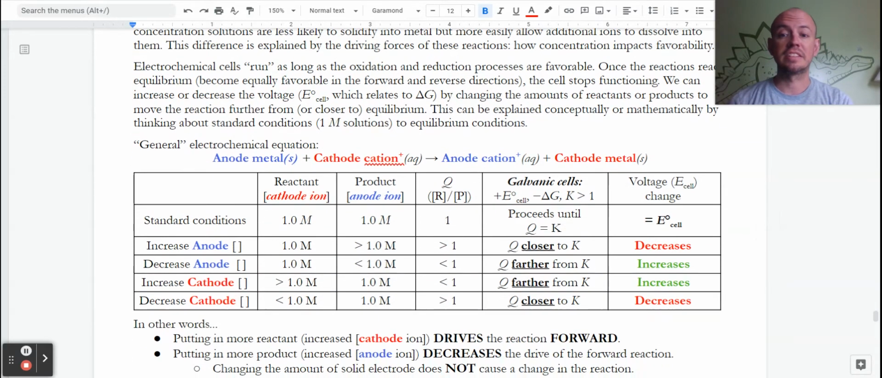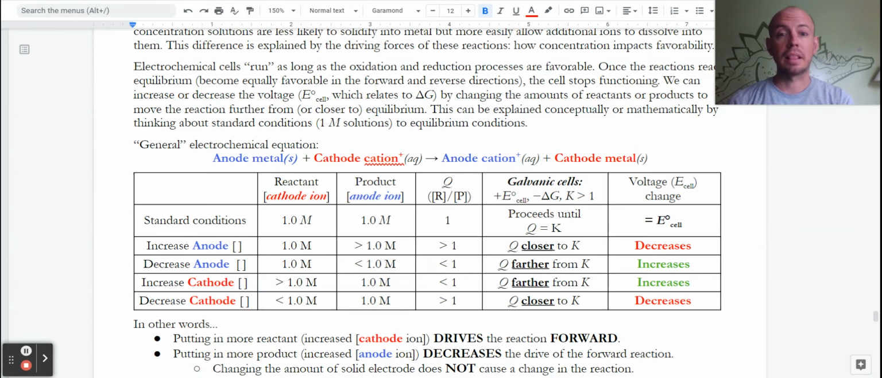We're talking about things like driving forces, and we're thinking about how we're changing our Q compared to our K. If we want our reaction to go more forward, or to become more favorable, we need to take our Q farther away from our K. Well, since K is a big number, we need to accomplish that by making Q a smaller number.